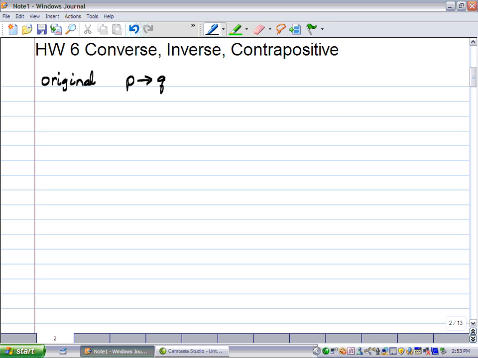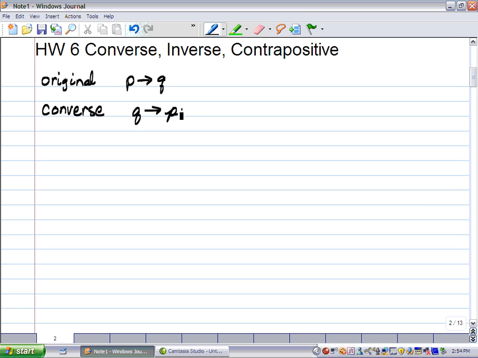Okay. The converse of that statement, which you may already know, is to put the if-then in the opposite direction. So the converse would be to have the if Q then P. So to change the direction. The converse and the original statement do not mean the same thing.